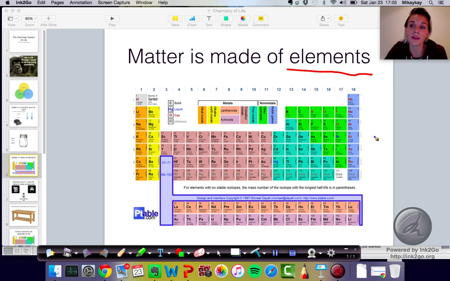So there are about 116, I'm not sure now, some 100-something number of elements that we know about. Most of those elements are naturally occurring.